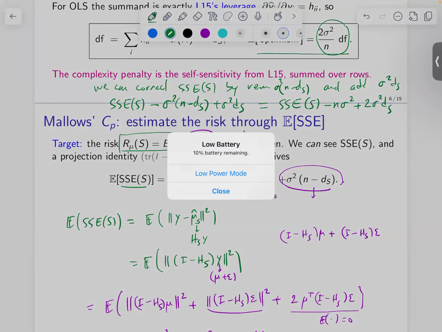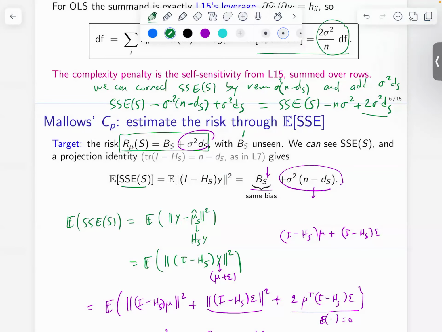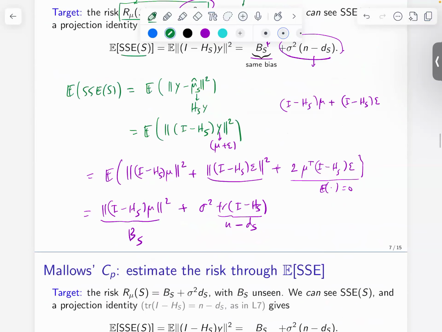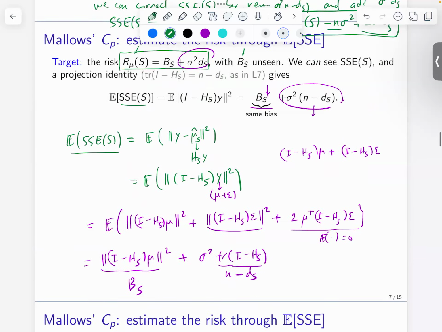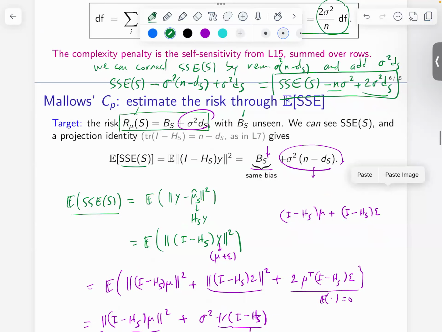Okay, so you're seeing the same quantity here that appears. This is constant, doesn't matter when you try to minimize over S. So this quantity is going to be unbiased. So the expectation of this would be the same as the risk, the way that we calculated it. Once I remove this and add back the correction, whatever this criteria is, the expectation is going to be the risk.